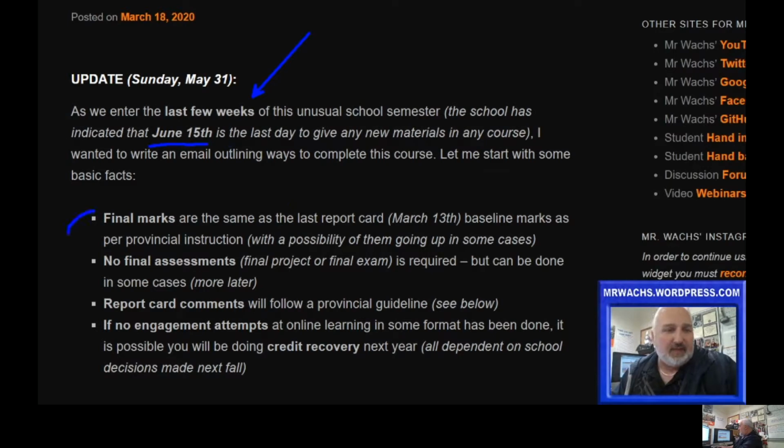Here are the 4 basic facts you need to know about ending this unusual year, a year of a global pandemic and a school closure. First important fact, your final mark in my course will be the exact same mark that was on March 13th, essentially the day the school closed. It was the same mark as the last reporting period. It is what's called the baseline mark.